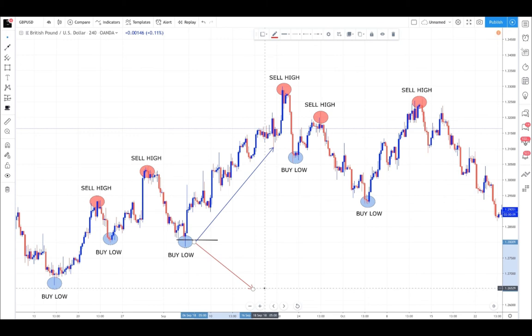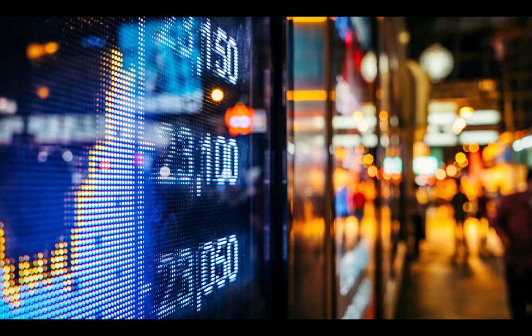So as a trader, it's very important that you continue to develop your skills so you're able to identify the high and low points in the market so you know when to buy and when to sell. That concludes our training on buying versus selling in the foreign exchange market.